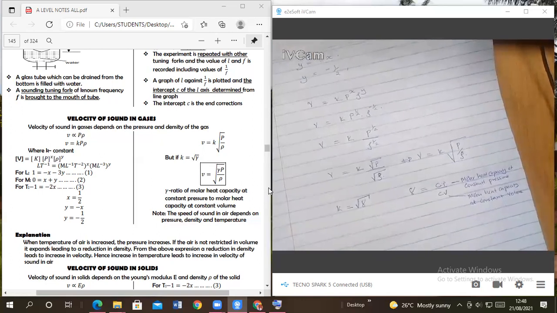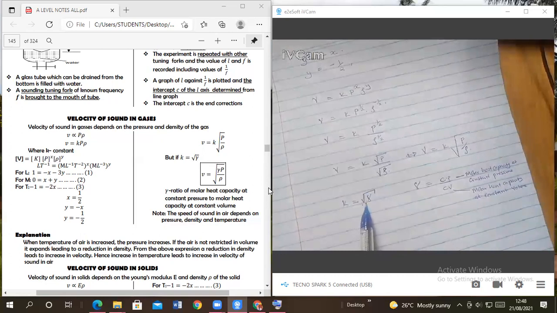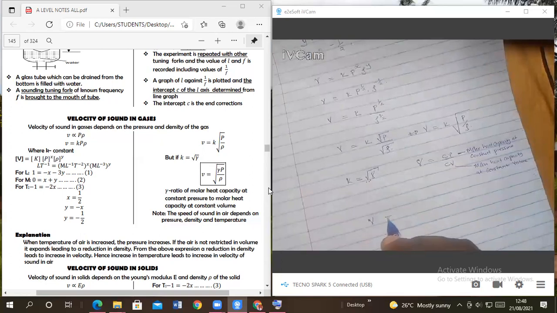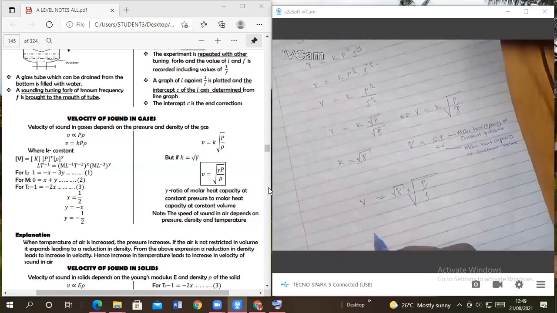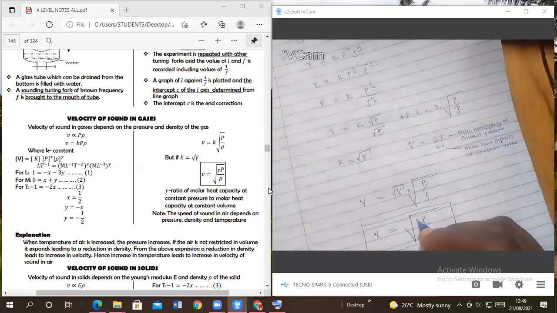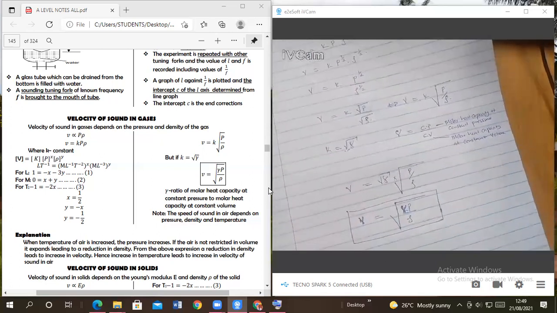So Cp over Cv. If K is equal to this ratio, that means that our V in that case is equal to the square root of that ratio times P out of rho. Both of them are under the same square root, so that will be the velocity of sound in gases.